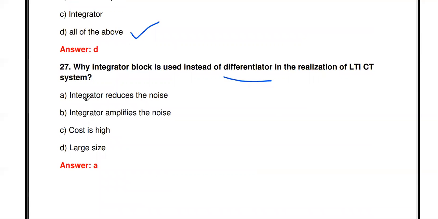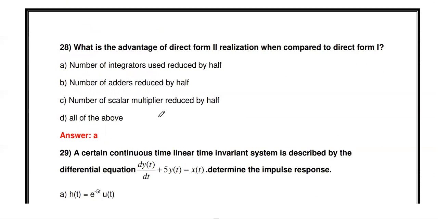The integrator reduces the noise. The options were: integrator amplifies the noise, cost is high, large size. The integrator reduces the noise. That is the reason we are using an integrator instead of a differentiator. The differentiator will amplify the noise; the integrator will reduce the noise. So that's why in the realization of a system, we use the integrator block instead of the differentiator block.